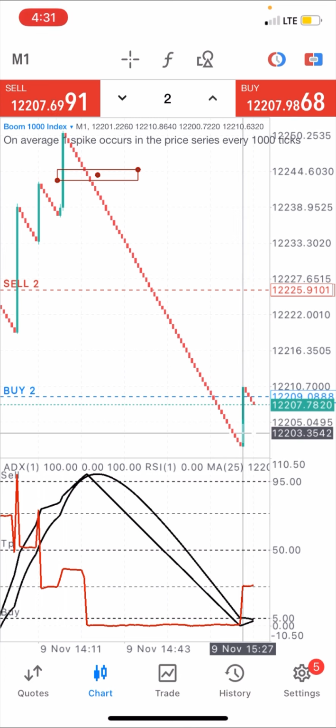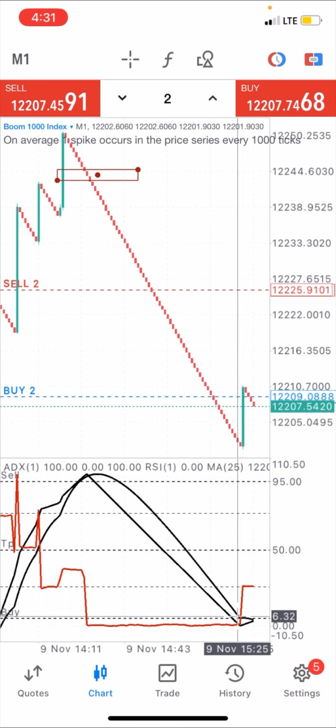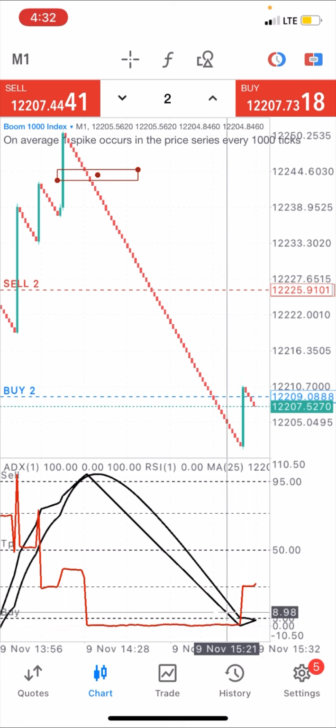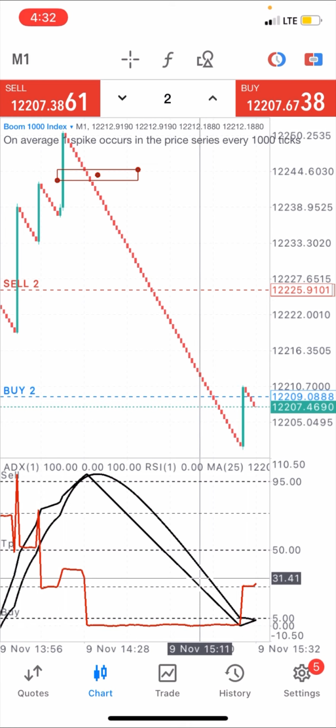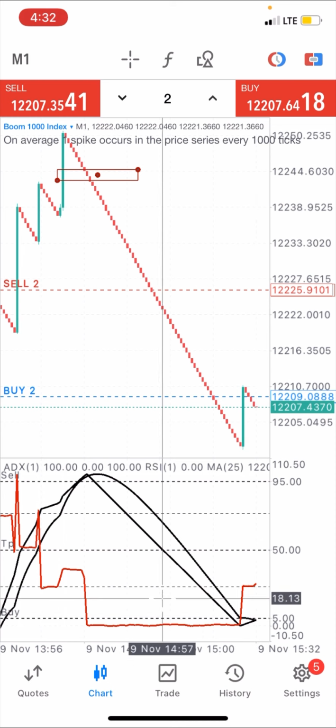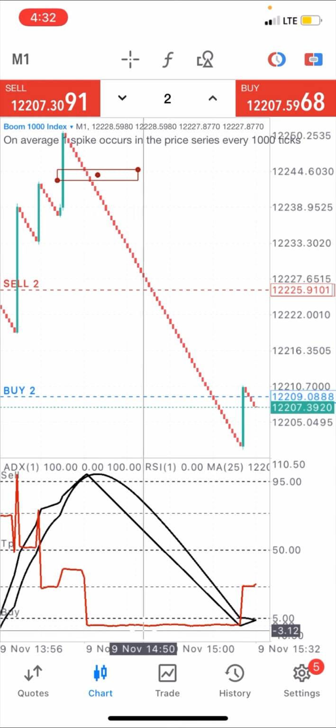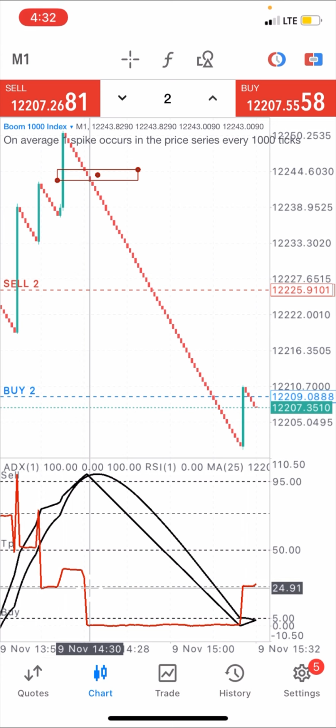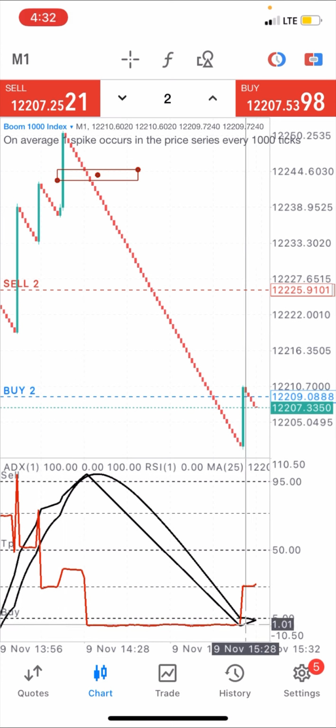All right, now how do you catch spikes using this powerful strategy? It is very simple, guys. Now, for you to catch spikes using this strategy, you should be patient enough to see that price has come down to this level. You want to see that the two black lines here have converged around this level, and the momentum, the red line here, is below the level 5 here.